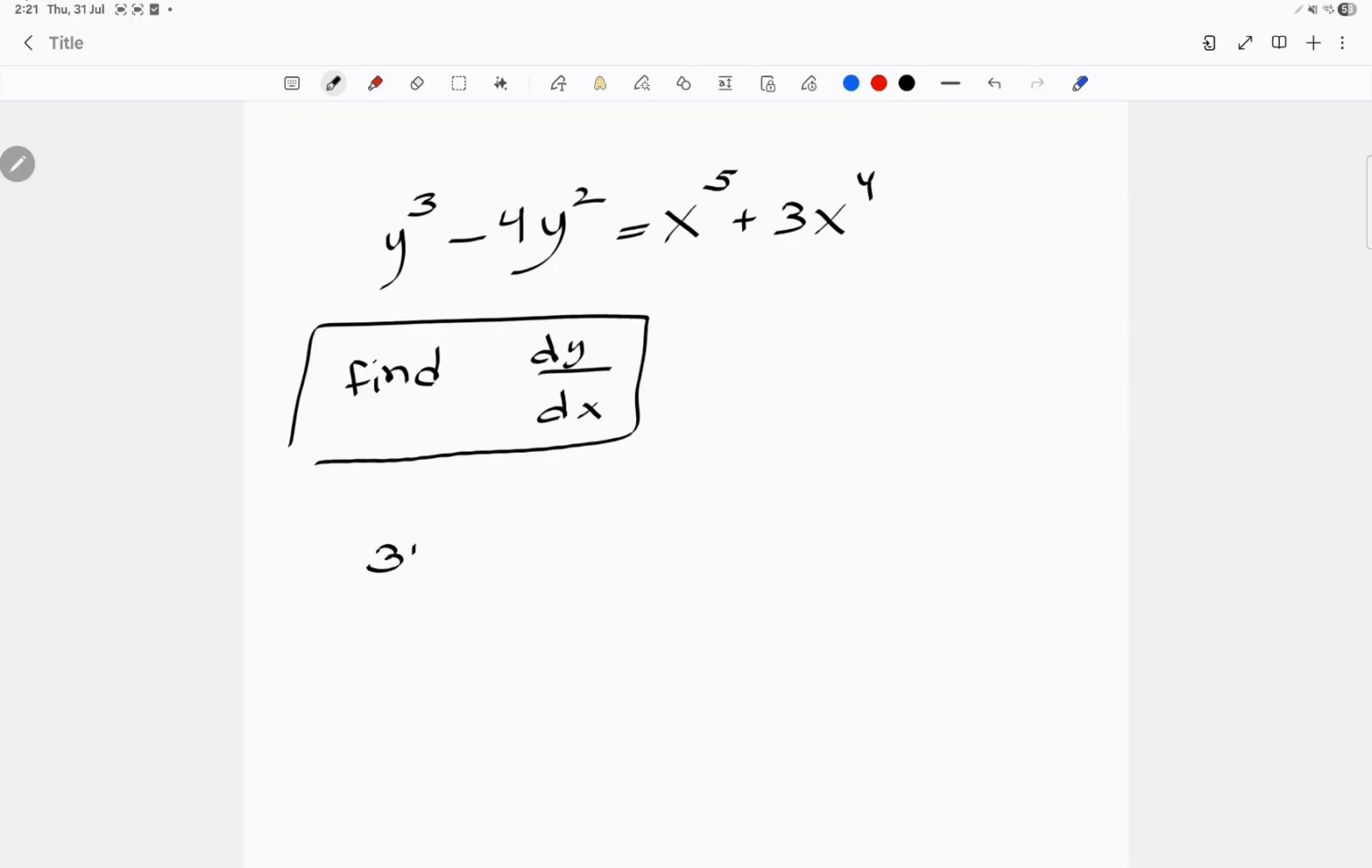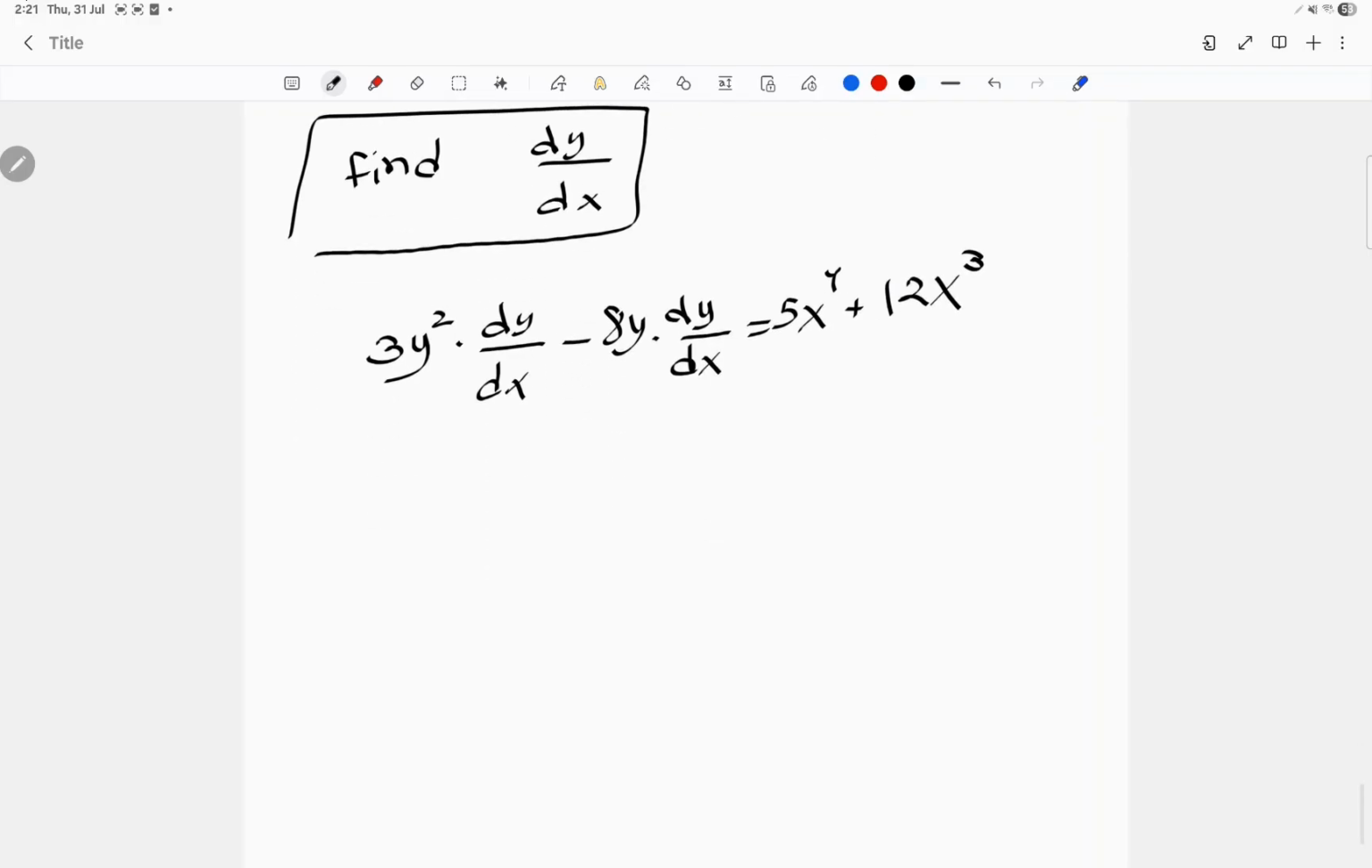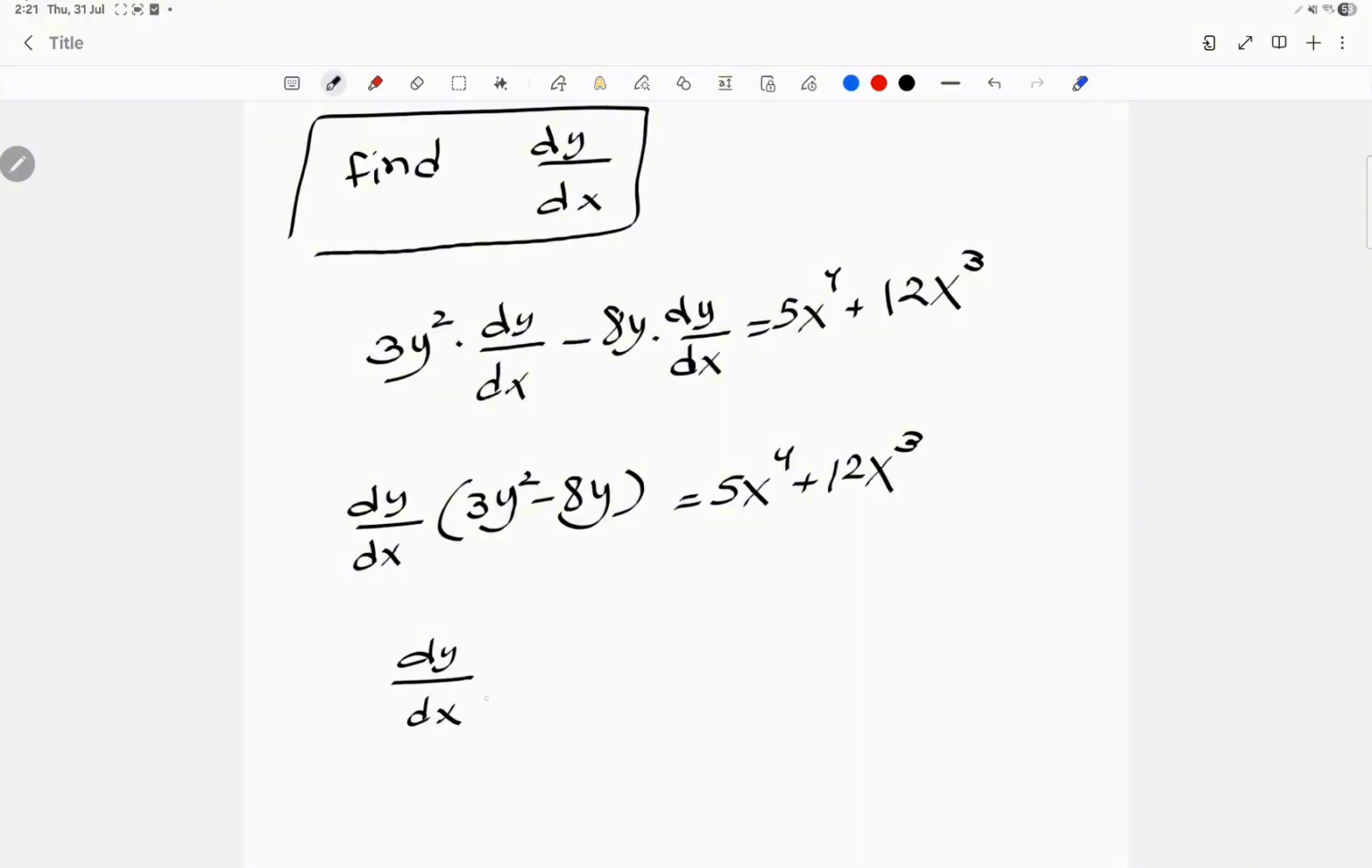So first say 3y squared dy over dx minus 8y dy over dx is equal 5x to the power of 4 plus 12x cubed. Now simply factor out dy over dx. 3y squared minus 8y is equal 5x to the power of 4 plus 12x cubed. And now simply bring that down. dy over dx is 5x to the power of 4 plus 12x cubed over 3y squared minus 8y.